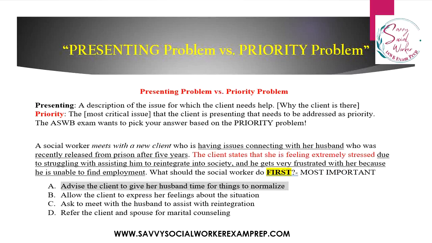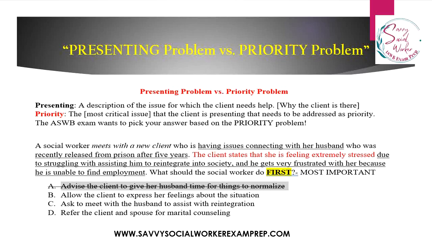Option B, would the most important thing for us to do be to allow the client to express her feelings about the situation? Well, that's definitely a possibility because the client says that she is feeling extremely stressed. So we might want to explore a little bit more into that, especially because she's a new client and we are in the engagement phase of the process, the engagement and information gathering phase, the assessment phase. So we're definitely going to pause that.